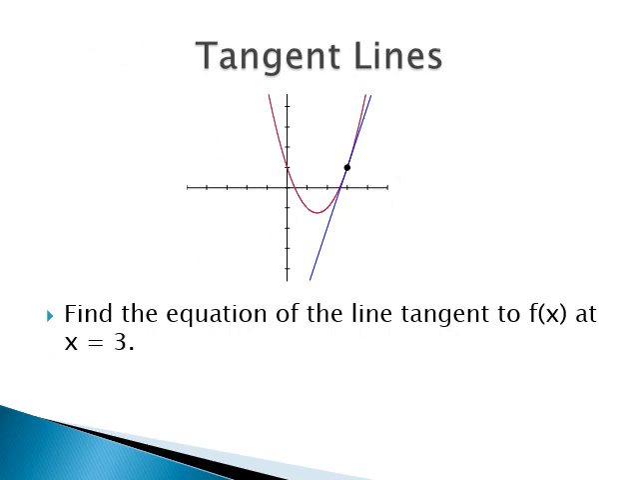Next idea, the idea of a tangent line. Hopefully you remember from geometry that if something is tangent to something else, it just touches it. It doesn't cross it in 2 places. We want to find the equation of this line that is tangent to that parabola.